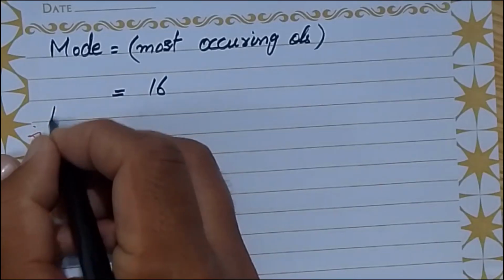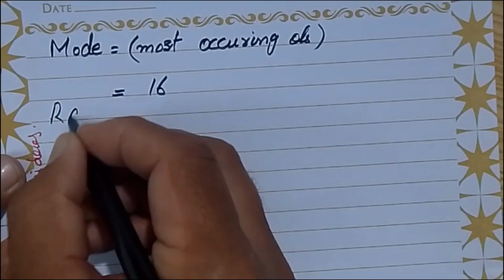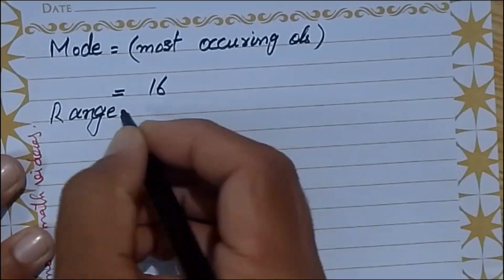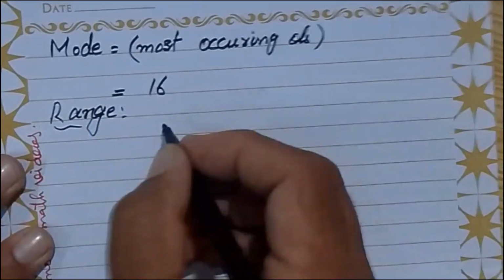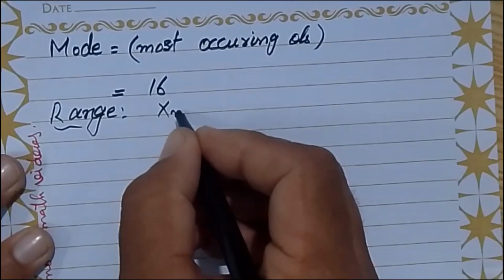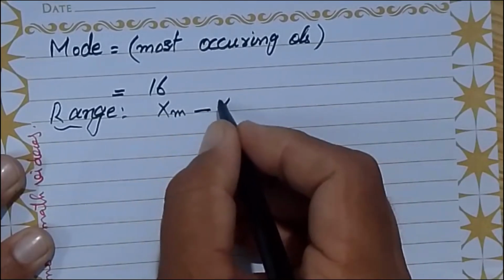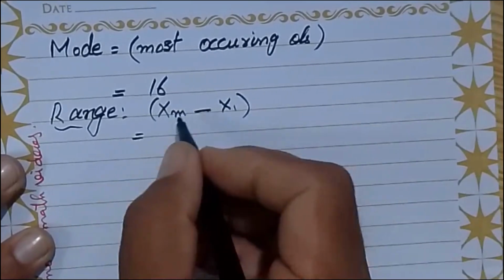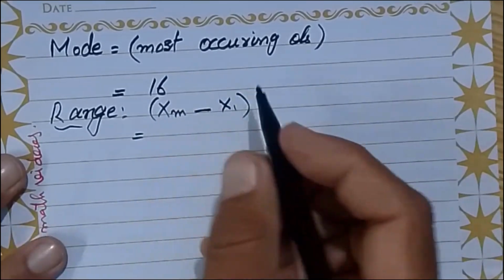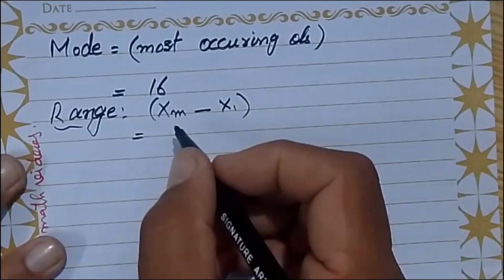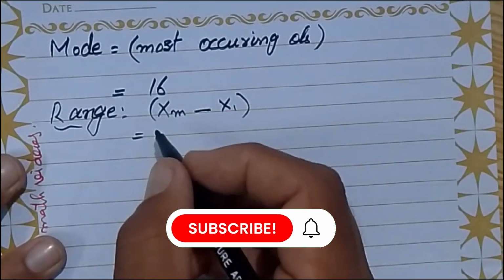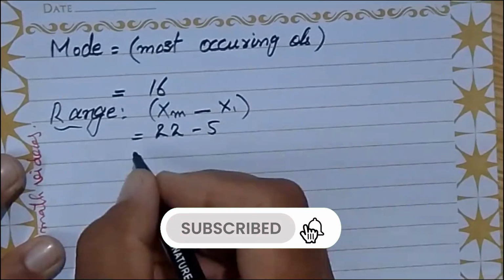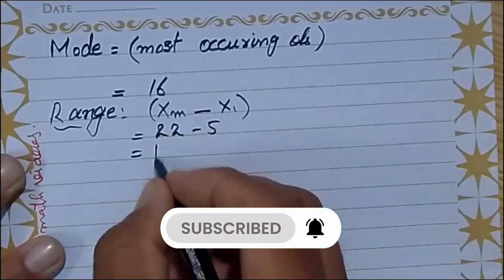Now range. Range is equal to xm minus x1, where xm is the greatest term and x1 is the smallest term. It is equal to 22 minus 5, which is equal to 17.